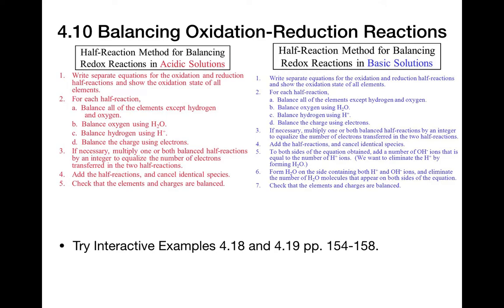Now, when you have both reactions balanced, you're going to equalize the number of electrons that are being transferred by multiplying one or both of the half reactions with an integer. And once you have the number of electrons balanced and all the atoms balanced in both reactions, then you're going to put the two half reactions back together, cancel out any species that are redundant on each side, and then you're going to double check yourself to see that the equations are balanced.